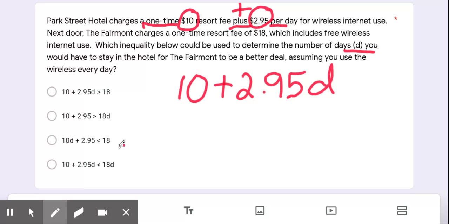So let's look, we can eliminate something now. If we have 10 plus $2.95D, 10 plus $2.95, nope, no D there, so we can't do that. 10D, we don't want that either. So I know it's either this one or this one.